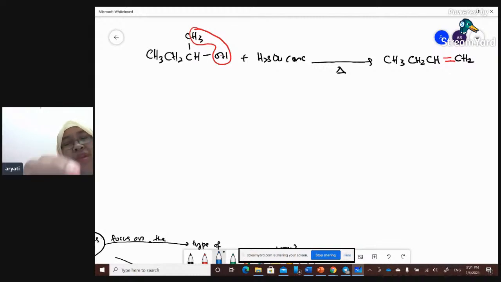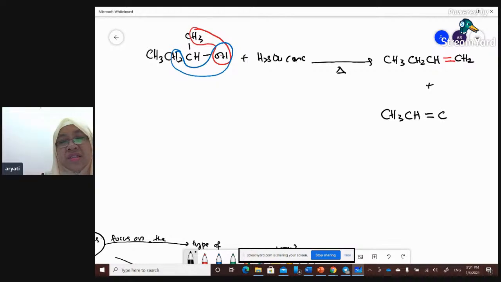So if you remove H and OH from the adjacent carbon yang ini, H dan OH from adjacent carbon, so your product will be CH3, CH2 dah jadi CH, double bond dekat sini, C attached to CH3, attached to H. So actually there are two possible products. So between these two possible products, which one is major, which one is minor?